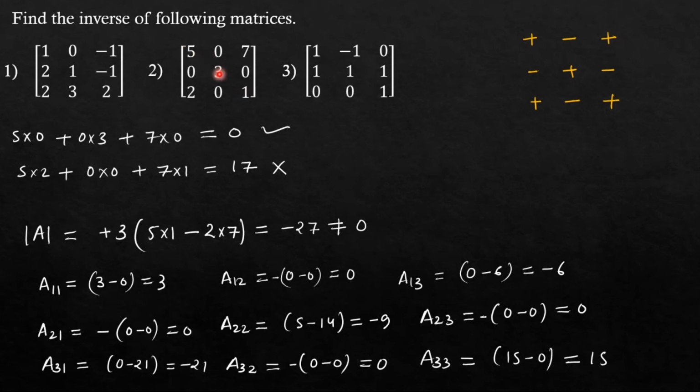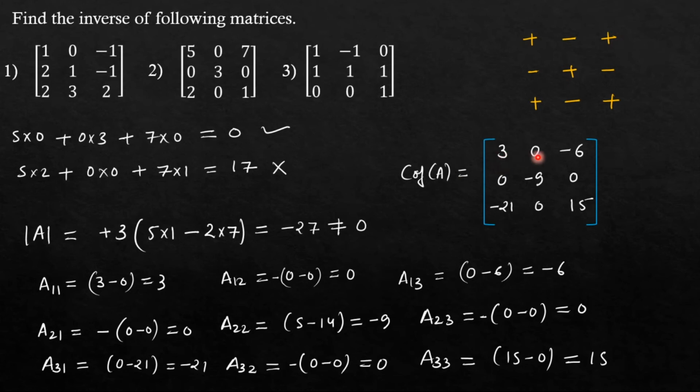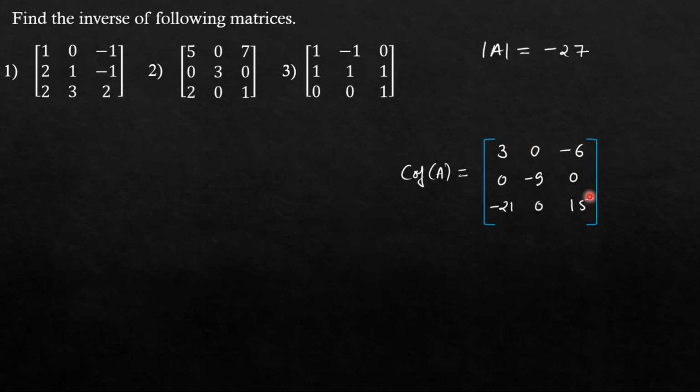5 into 3, 15 minus 0, that is 15. So we have got the cofactor for each element. Okay, so generate the cofactor matrix. We have 3 0 minus 6, 0 minus 9 0, minus 21 0 15. So this is my cofactor matrix.